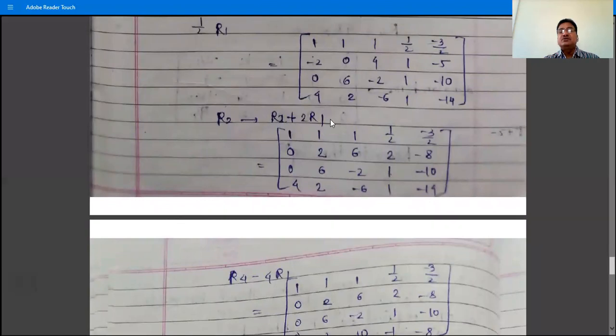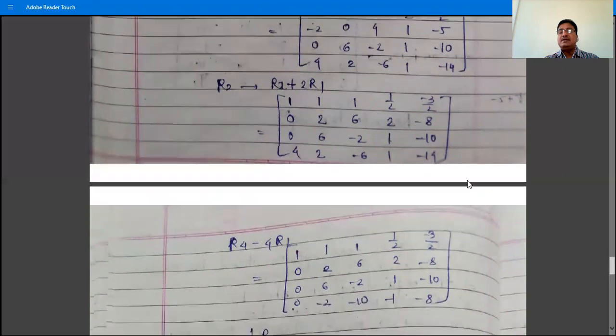So R2 plus 2 R1 gives what? That is, multiply row 1 by 2 and add to the second row. So minus 2 plus 2 is 0, then 2 plus 0 is 2, then 2 plus 4 is 6, then 1 plus 1 is 2, and then multiplying by 2, it becomes minus 3 and minus 5 becomes minus 8. The third row and fourth row are as they are.